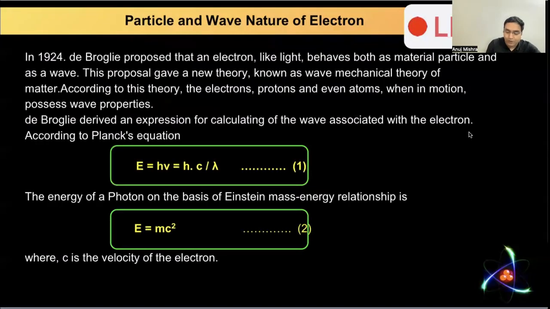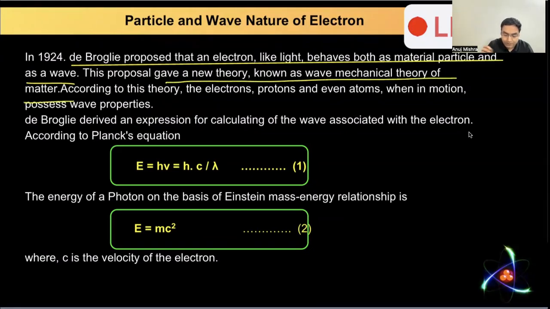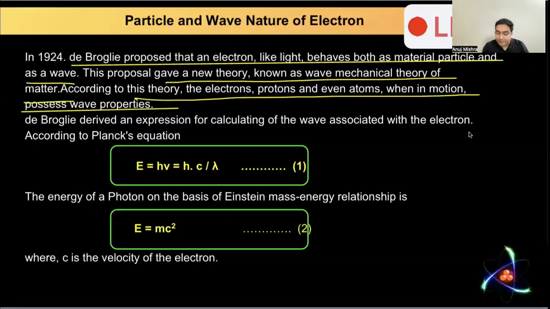If you proceed further, a person named de Broglie proposed that the electron, like light, behaves both as a material particle and a wave, which is called duality, two existing together. The proposal gave a new theory known as the wave mechanical theory of matter. According to this theory, the electron, proton, and even atoms, when in motion, possess wave properties. This is a very important line.